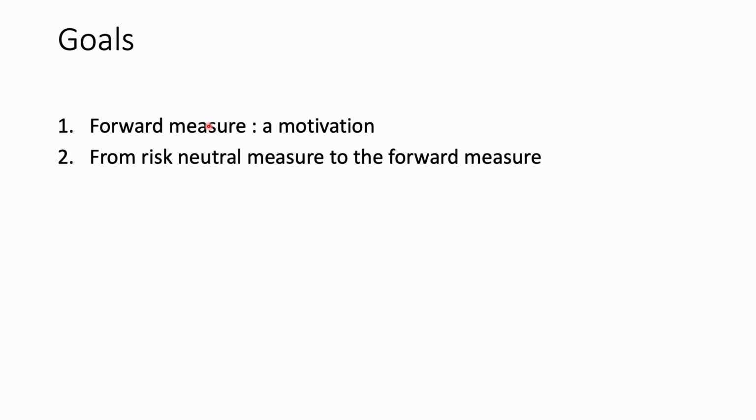And then second, once we understand or at least give a vague idea about why we should care about this, then we show the risk neutral measure and how we can move from the risk neutral measure to the forward measure. And by doing that, we'll be able to see even better the main idea behind why we're doing all this and how it is important. All right.